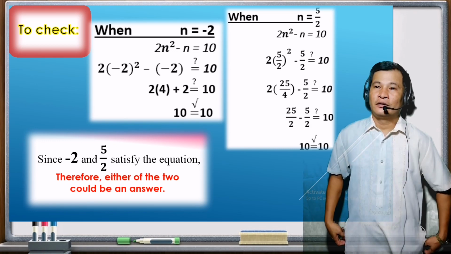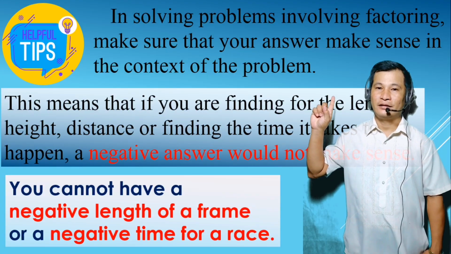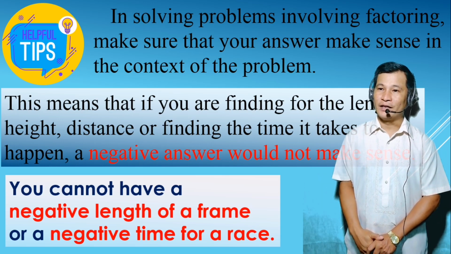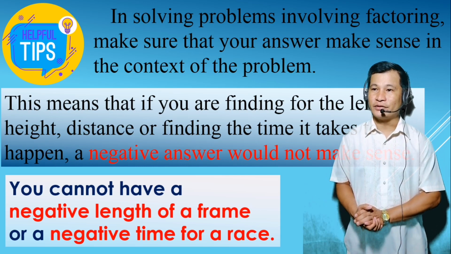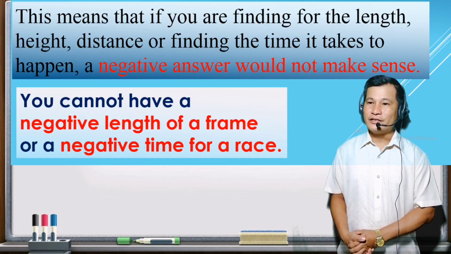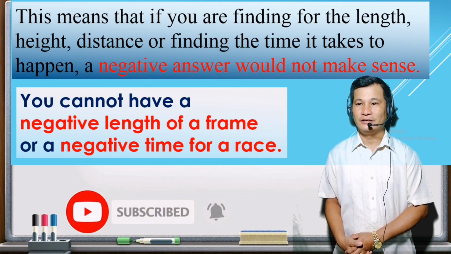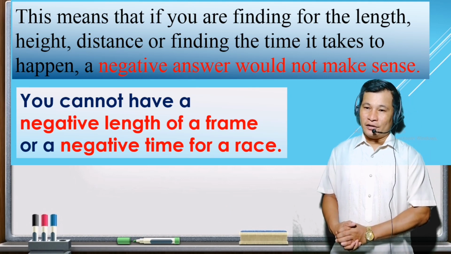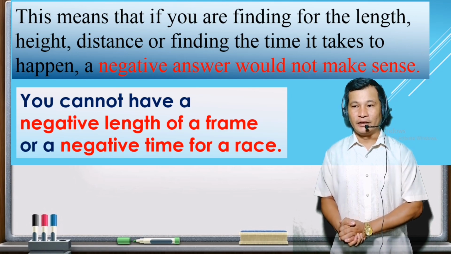therefore, either of the two could be an answer. So here are the helpful tips in solving problems involving factoring. When you're going to solve problems involving factoring, make sure that your answer makes sense in the context of the problem. This means that if you are finding the length, height, or distance, or the time it takes for something to happen, a negative answer would not make sense. You cannot have a negative length of a frame or a negative time for a race.